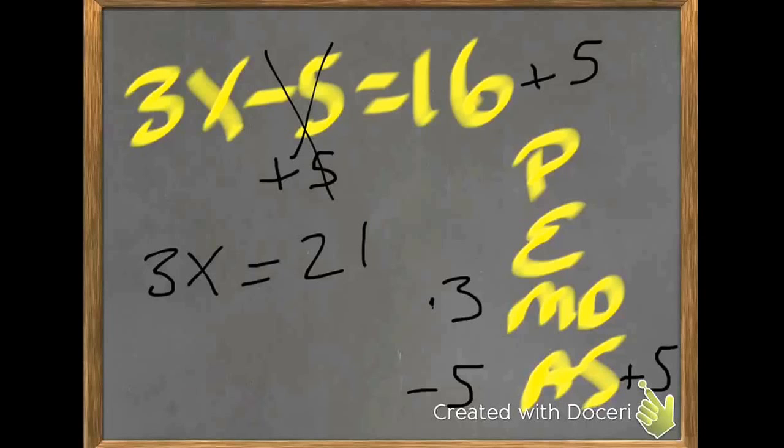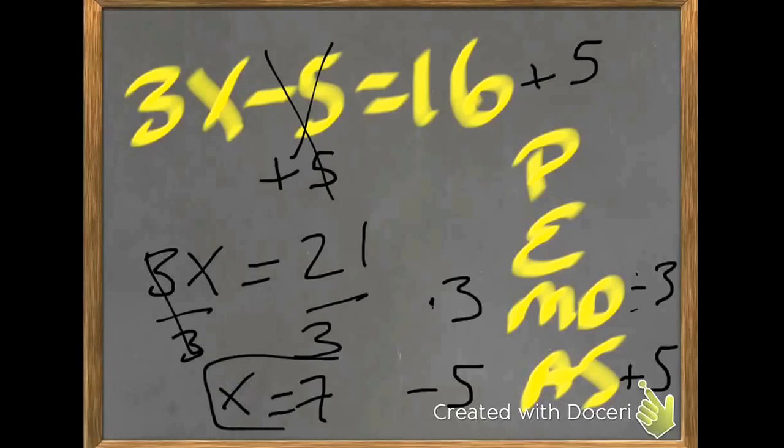Then the opposite of timesing by 3 is dividing by 3. So we divide both sides by 3. 21 divided by 3 is 7. X equals 7.